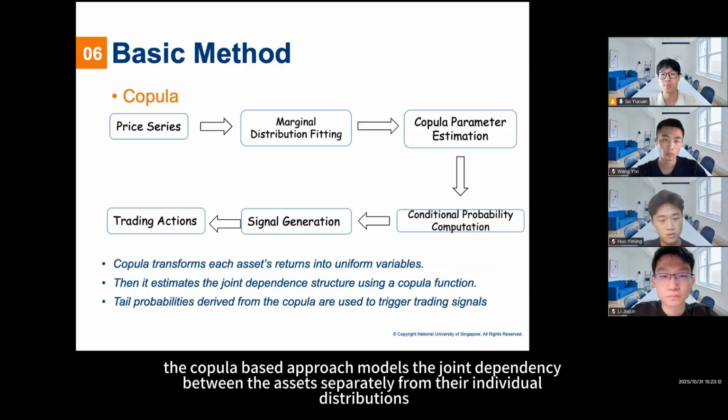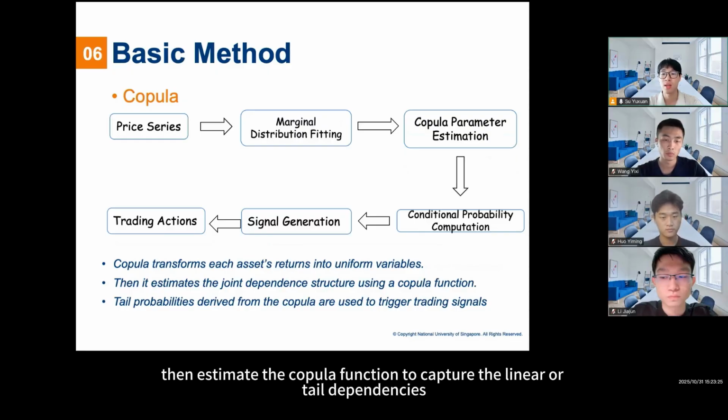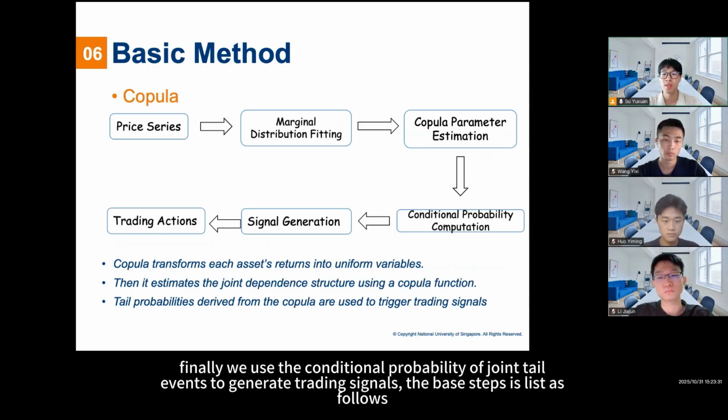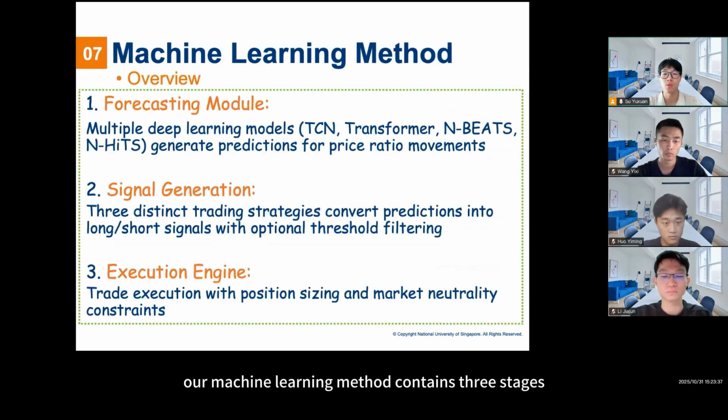The copula-based approach models the joint dependency between the assets separately from their individual distributions. We first fit marginal distributions, then estimate the copula function to capture nonlinear or tail dependencies. Finally, we use the conditional probability of joint tail events to generate trading signals. The basic steps are listed as follows.